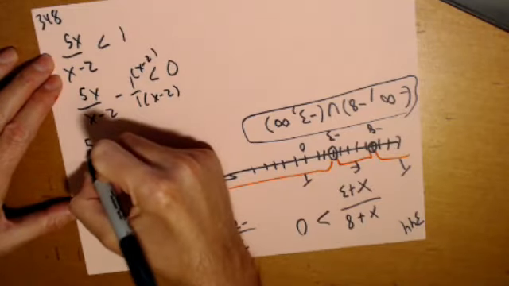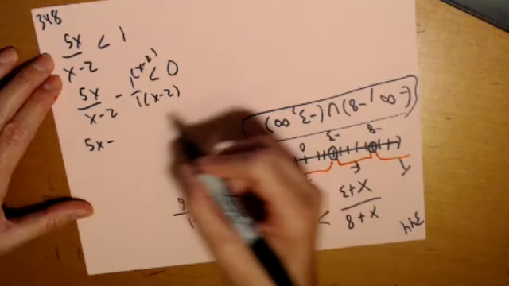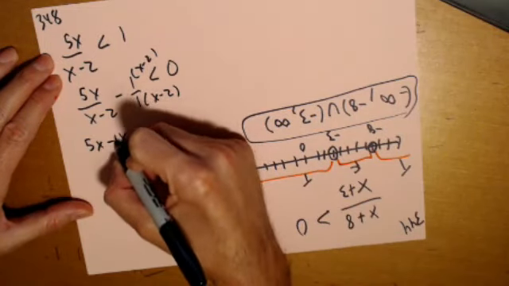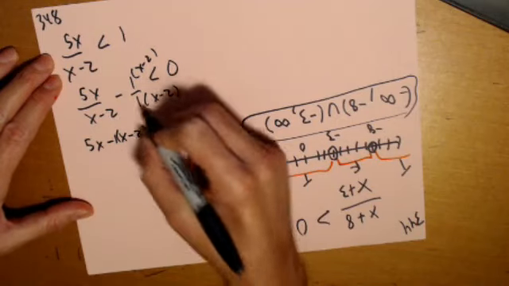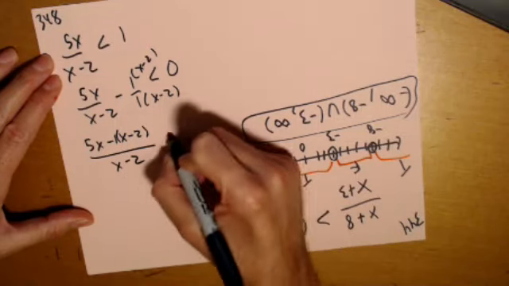So we have 5x minus (x minus 2). I'm going to put parentheses. Minus 1 times (x minus 2). Does that look better? All over our x minus 2, less than 0.